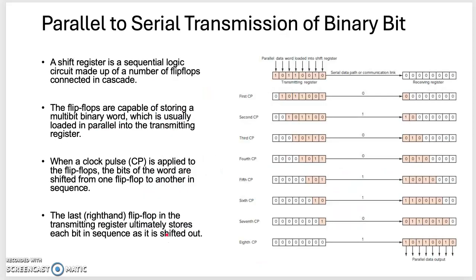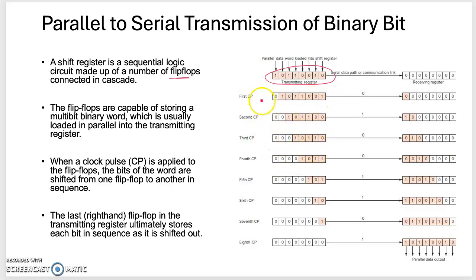Now, how do we do parallel to serial transmission of binary bits? A shift register is a sequential logic circuit made up of a number of flip-flops connected in cascade. So this is our shift register. If you've studied computer architecture, you know how this looks and you know what this is. But that's okay, I'm just going to go over it again.